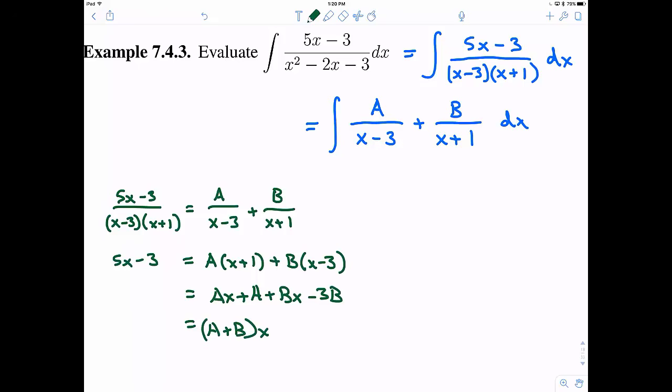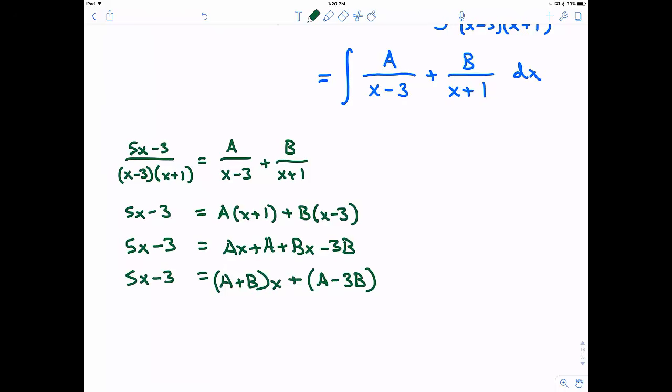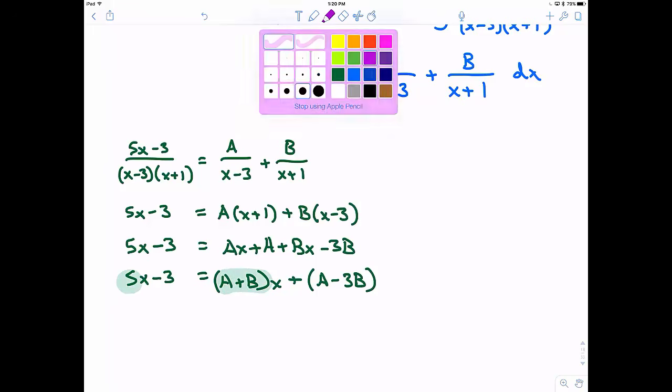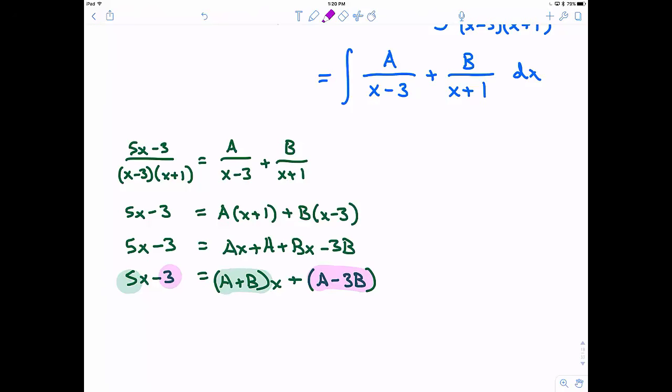And we're going to collect like terms. So we have an a and a b next to the term with the x. And then we have the constant term, which will be a minus 3b. Now if these are equal as terms of functions, then it's true that a plus b must equal 5 and a minus 3b must equal negative 3. Otherwise they would not be equal as terms of functions.